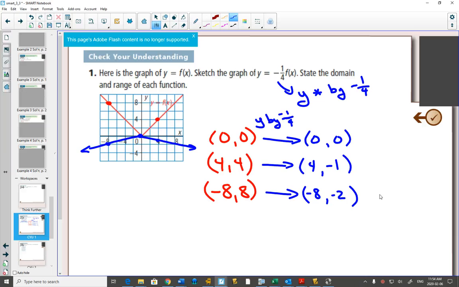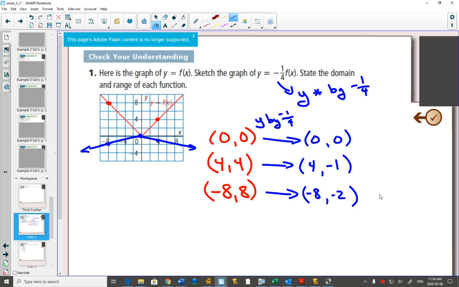Now, describing what's happened, can you see that the red graph has been flipped? And we would say this one has been compressed vertically, squished towards the x-axis. Does it look like someone sat on that absolute value graph, flattened it a bit, and then flipped it over? Okay.